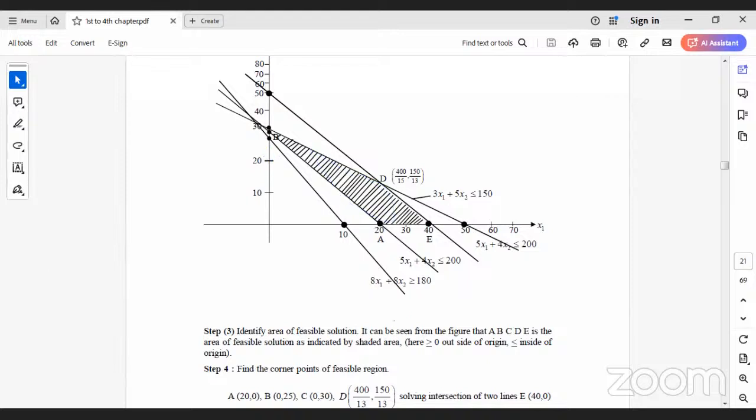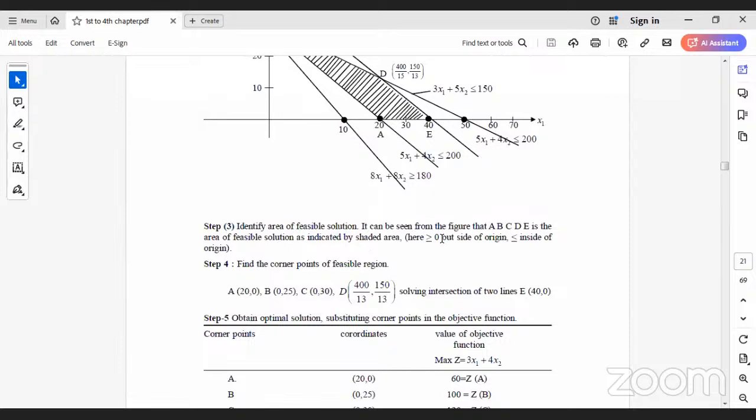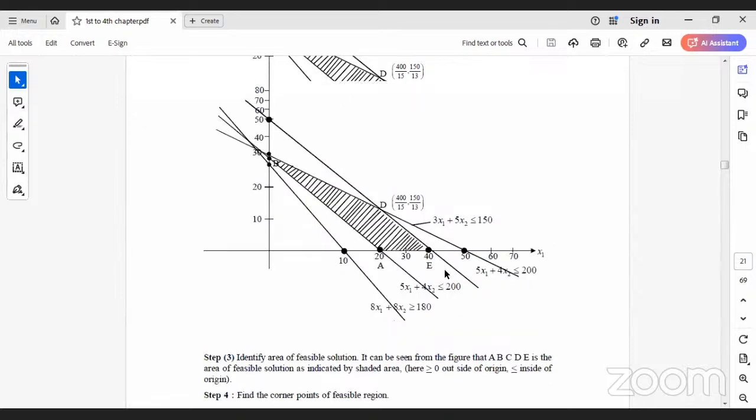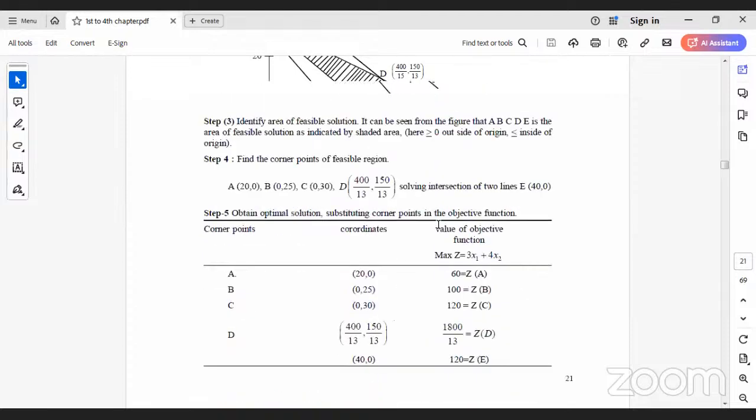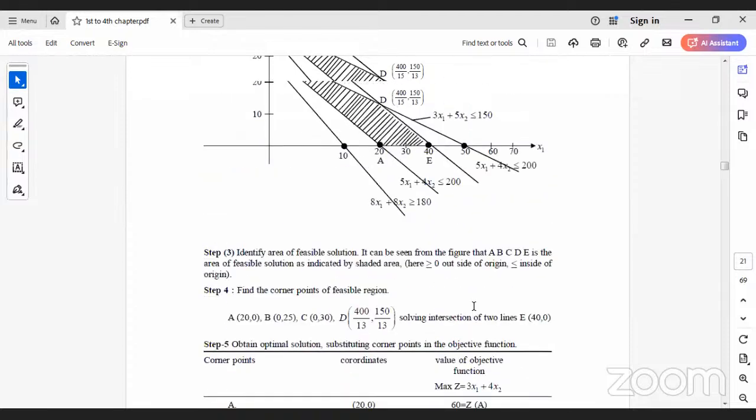Yeah, exactly. Shade correct. So identify the area of this above equation. Feasible solution we are taking here. The sense of the figure ABCDE from the above AB 20 0 25 0 30. So how we can find out 400/15 150/13? Intersection. Yeah.